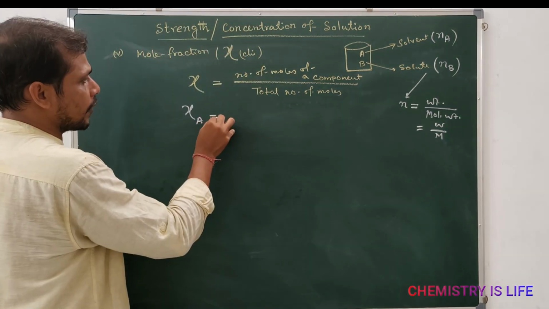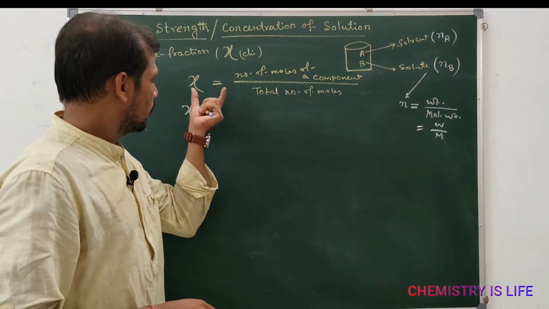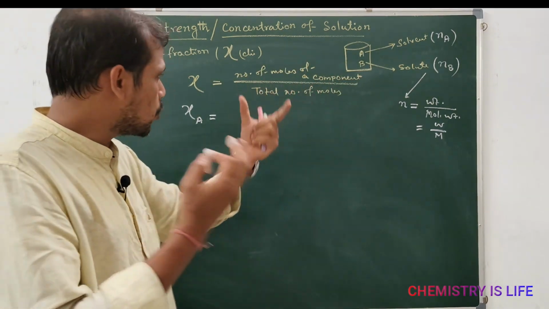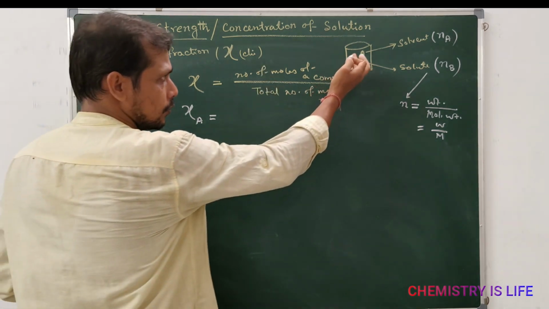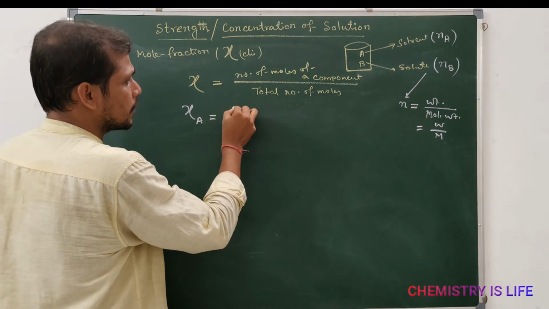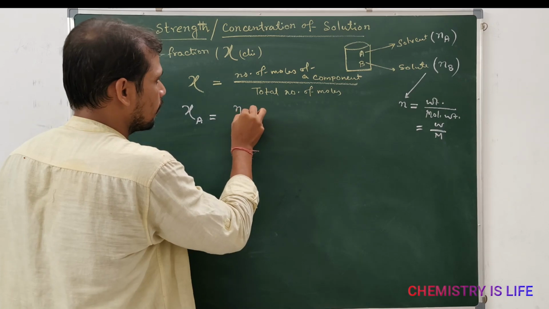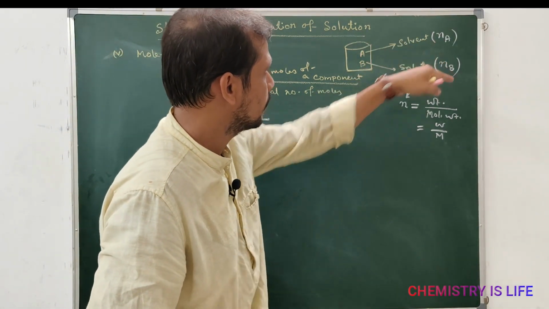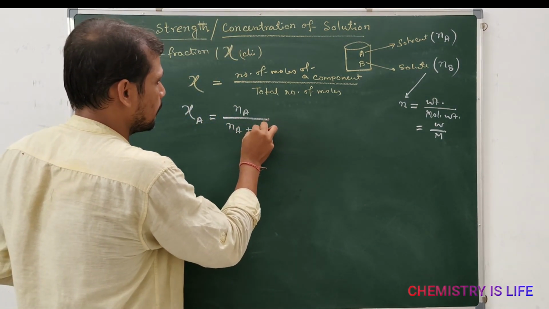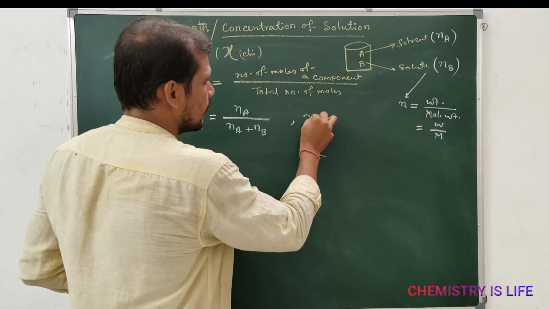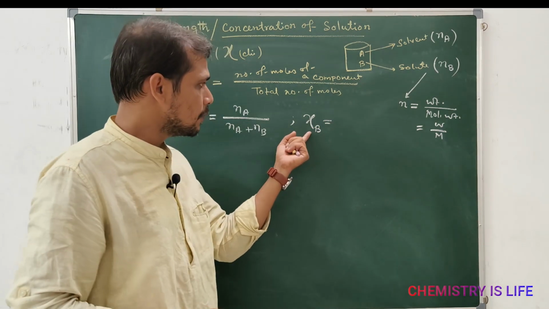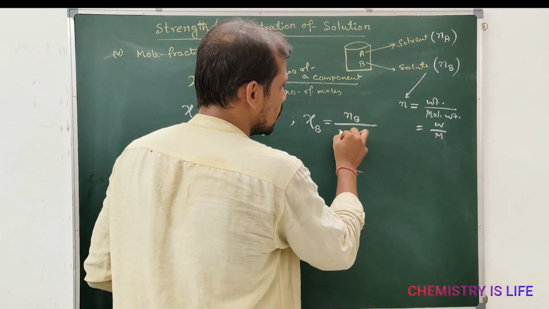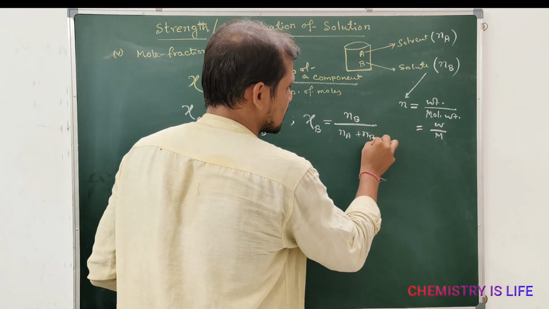So chi of A will be the number of moles. Mole fraction is the number of moles of that component divided by the total number of moles. So whose mole fraction am I going to calculate? A. So mole fraction of A will be the number of moles of A, that is Na, divided by total number of moles, solute and solvent, that is Na plus Nb. And similarly chi of B, the mole fraction of B, will be the number of moles of B, that is Nb, divided by the total number of moles, that is Na plus Nb.